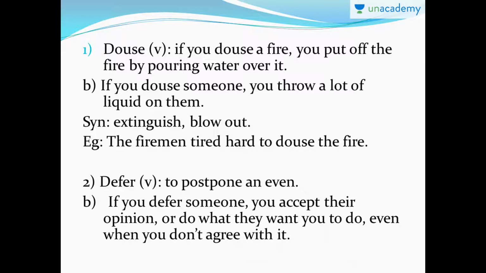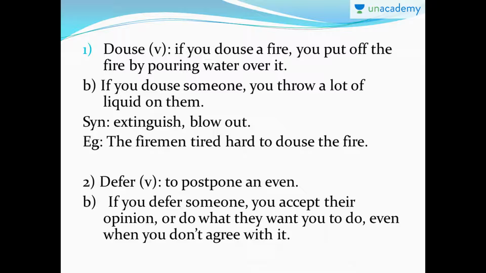Okay. So one is in the case of fire, that you're putting off the fire. The second meaning is you are pouring liquid on somebody to an extent that they're fully drenched. Okay, fully drenched in the sense wet, dripping wet from head to toe. Okay, synonyms: extinguish, blow out. So the fire extinguisher. So that's where the word comes from, extinguish. Okay, example: the firemen tried hard to douse the fire. That means the firemen tried hard to extinguish the fire or to put off the fire.